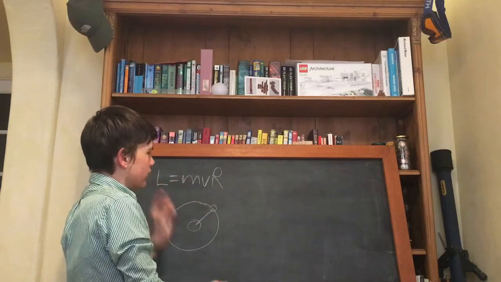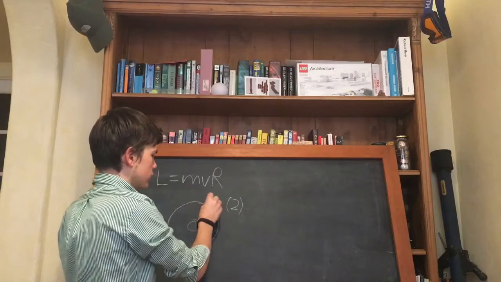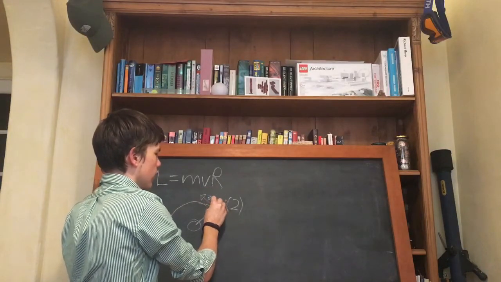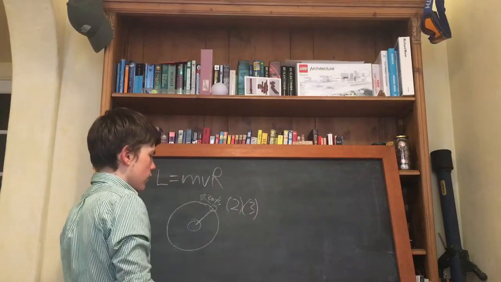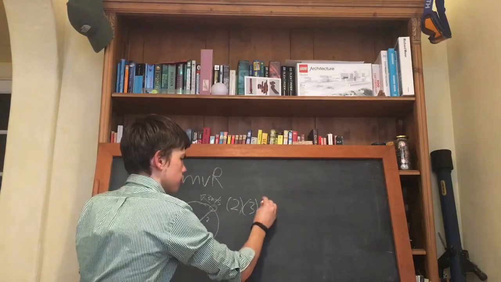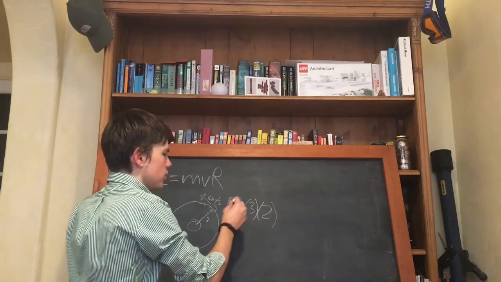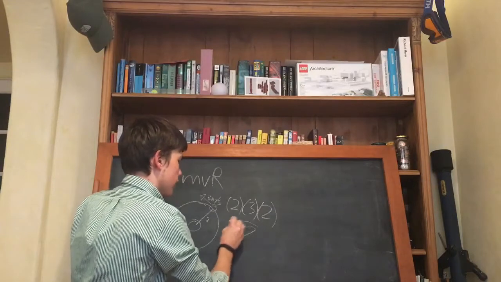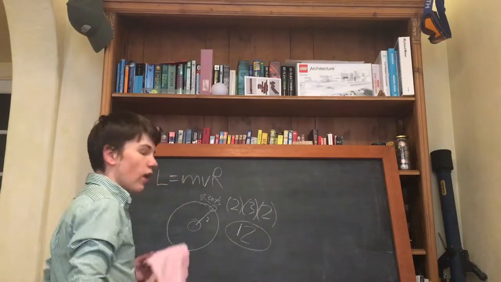Let's say the mass is 2. So 2, velocity 3 meters a second. So times 3. And then the radius is 2. So that would give us 2 times 3 is 6. 6 times 2 is 12. So the angular momentum would be 12 in this case.